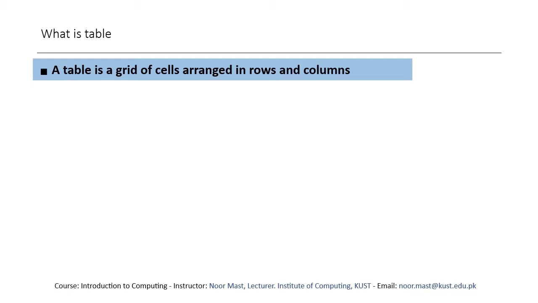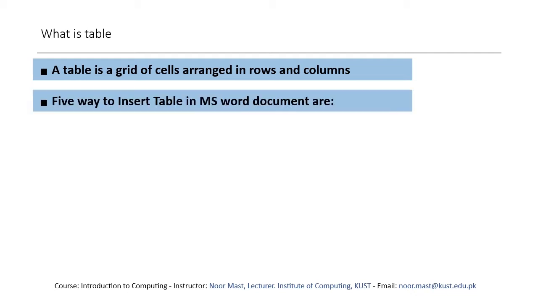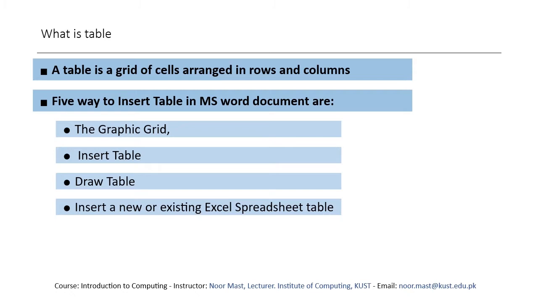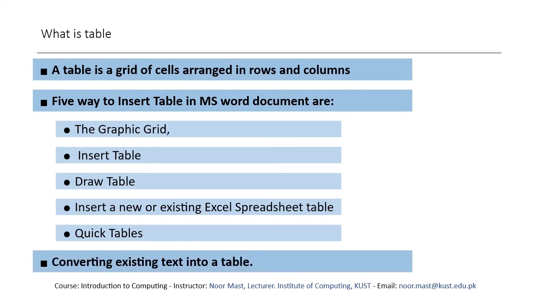Microsoft Word provides the following 5 methods for creating tables: the graphic grid, insert table, draw table, insert a new or existing Excel spreadsheet, and quick tables. Moreover, MS Word also provides an option for converting existing text into a table.